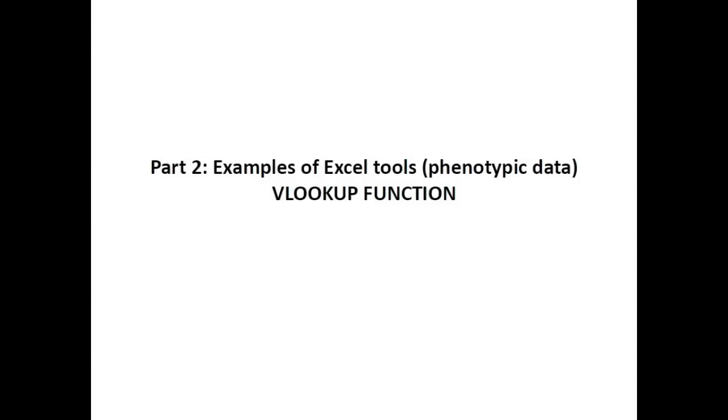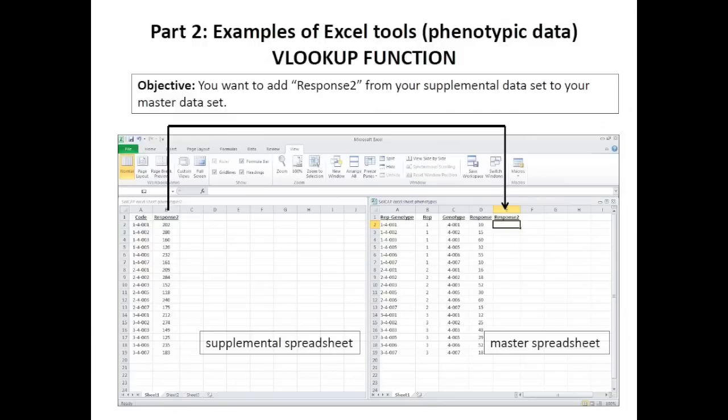So the next function I wanted to teach you guys was the VLOOKUP function. The objective of this is that you have your master spreadsheet, so this is the one that we were just working on, and we've collected a second set of data. And the second set of data is in the supplemental spreadsheet. And this code in A of the supplemental spreadsheet is the same as the code in the master spreadsheet, so we'll use those two to match up. And response 2 is what we want in the master spreadsheet. So I'll start by highlighting and typing in where I want response 2 to occur.